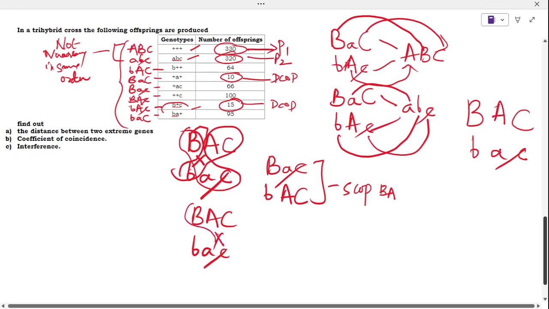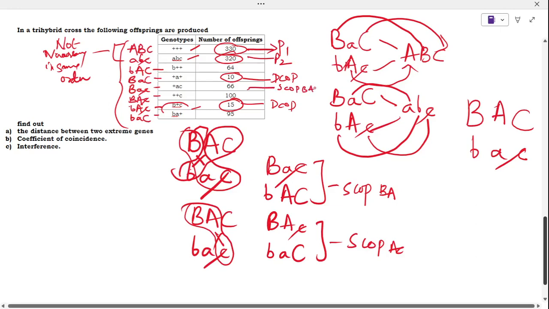The combination will be like this: capital B, capital A, small c, and small b, small a, capital C. So this is single crossing over product with respect to AC. Label it here. Find out capital B, small a, small c. This is single crossing over product with respect to BA. Next one is small b, capital A, capital C.